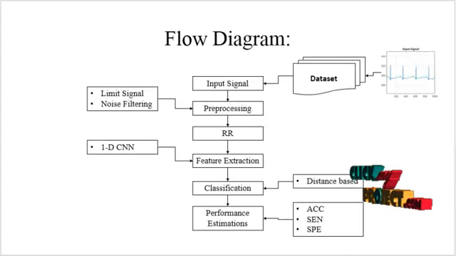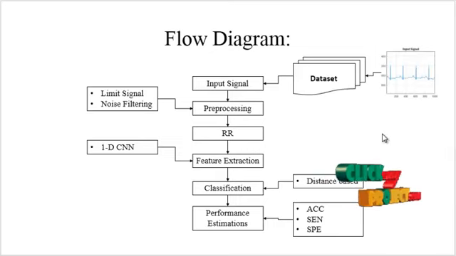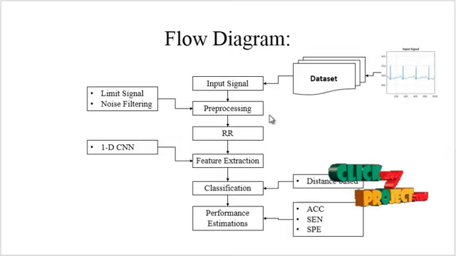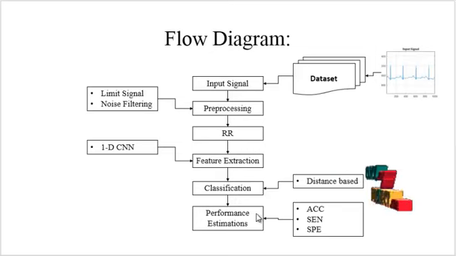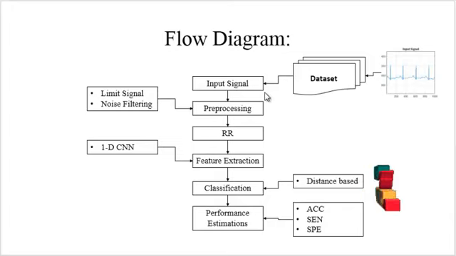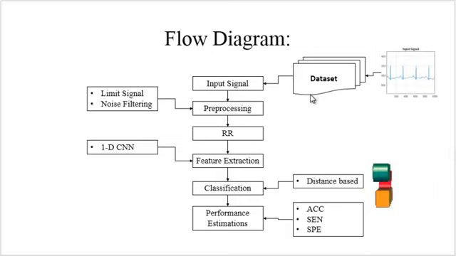Now we are going to discuss the flow diagram of the process. This is the overall working flow of this process. The overall working flow consists of modules such as the input signal, pre-processing, feature extraction, classification, and finally performance. At first, the input signal is taken from the dataset. The dataset consists of both normal as well as abnormal ECG signals.